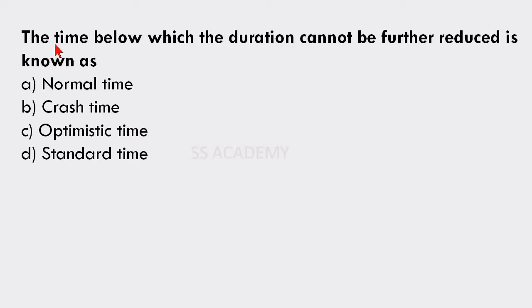Next question is, the time below which the duration cannot be further reduced is known as normal time, crash time, optimistic time, or standard time. The answer is crash time. The time below which the duration cannot be further reduced is known as crash time.